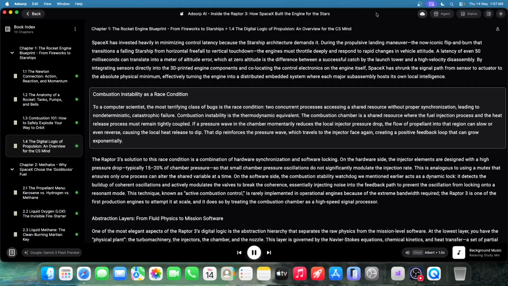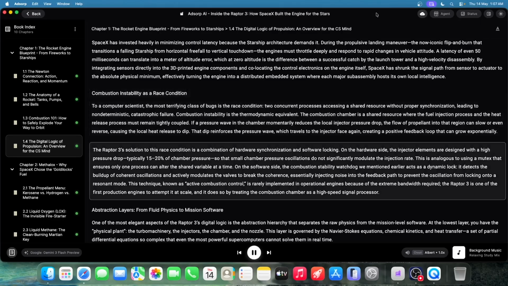grow exponentially. And the Raptor 3 solution to this race condition is a combination of hardware synchronization and software locking. On the hardware side, the injector elements are designed with a high pressure drop, typically 15 to 20% of chamber pressure, so that small chamber pressure oscillations do not significantly modulate the injection rate. This is analogous to using a mutex that ensures only one process can alter the shared variable at a time.